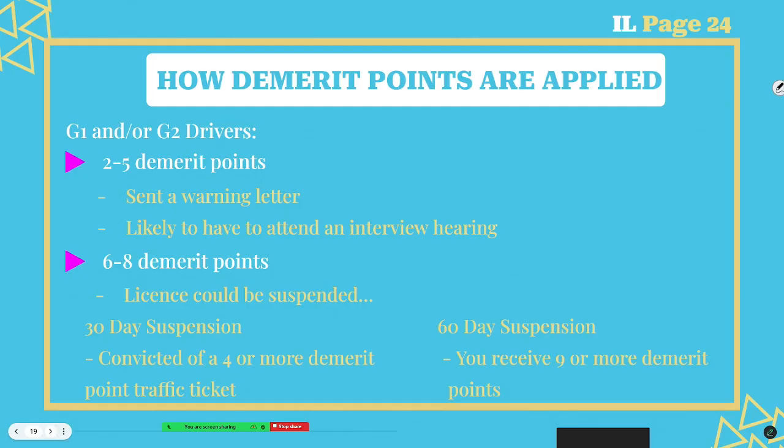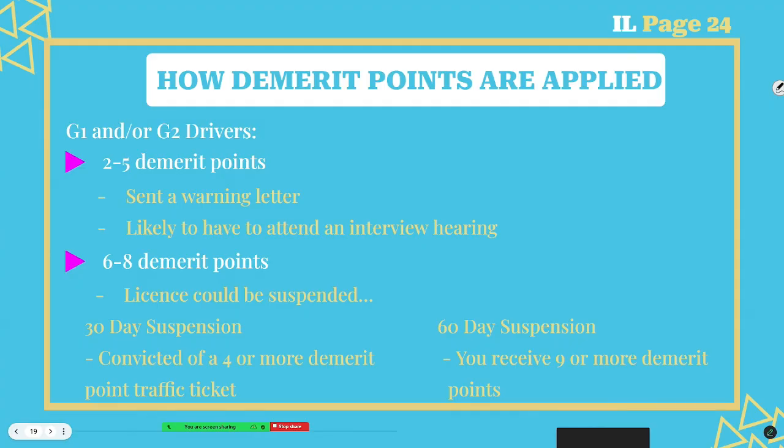Here we go, breaking down how they are applied. If you are a G1 or a G2 driver, remember this is your starting stage. We're building up to the fully licensed G. If you get 2 to 5 demerit points, you will be sent a warning letter. You might even have to attend an interview hearing. They are very proactive in getting on top of new drivers who have these bad habits and are getting fined.